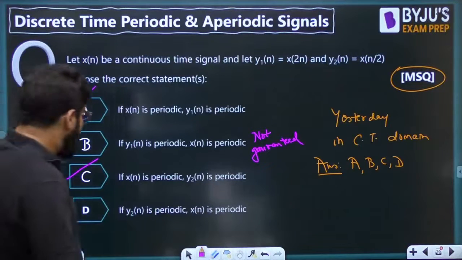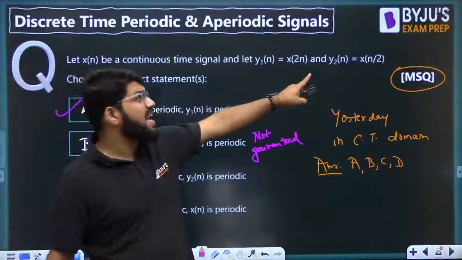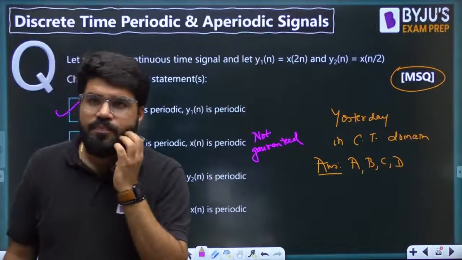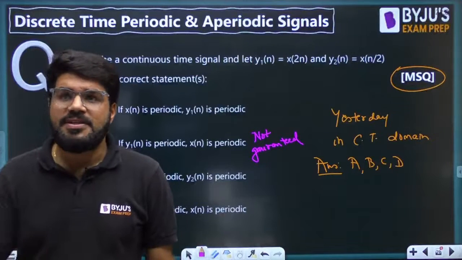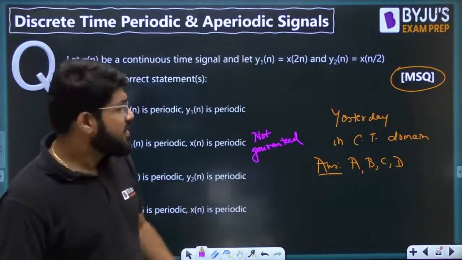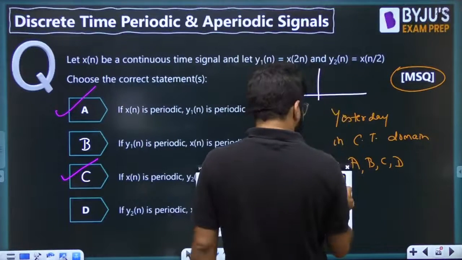ठीक है? But option D पे आते हैं. Y2n is periodic. Y2 means expanded form. Expanded form is obtained after zero padding. Okay. So original signal. इसके लिए मेरे को एक और एग्जांपल लेना पड़ेगा. Right. This is the expanded form and this is periodic.